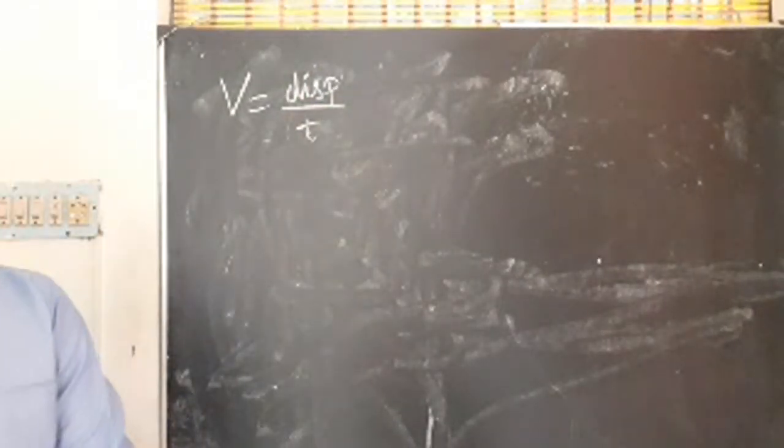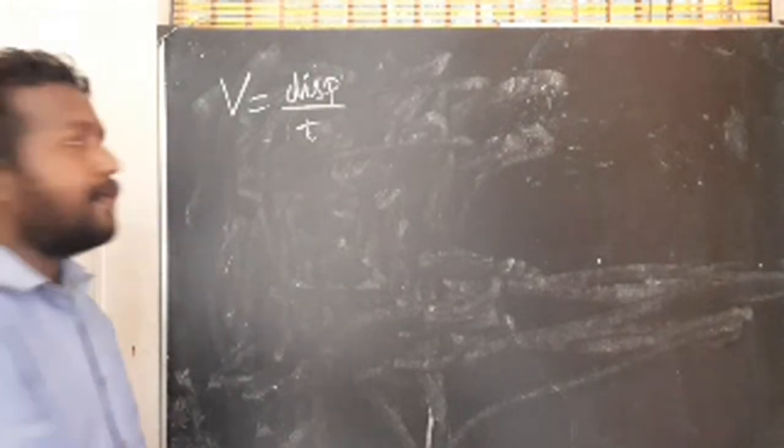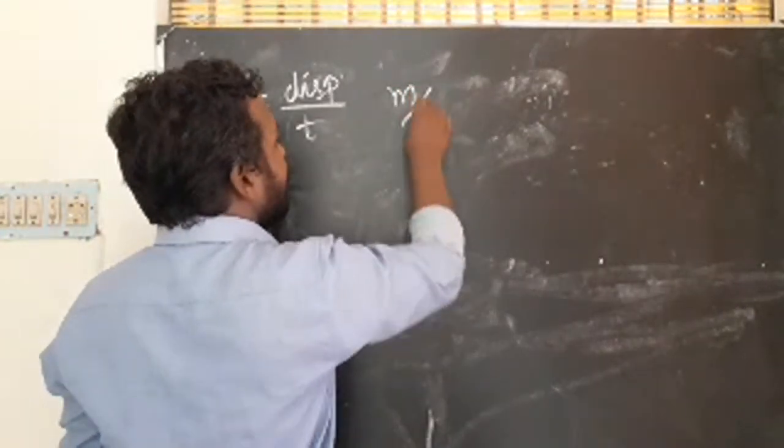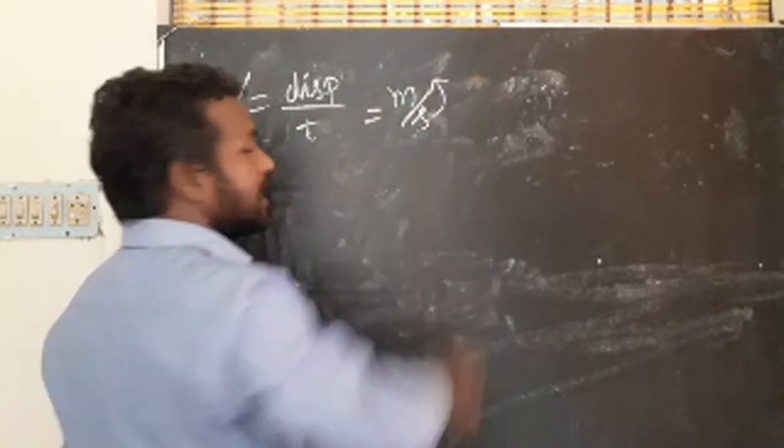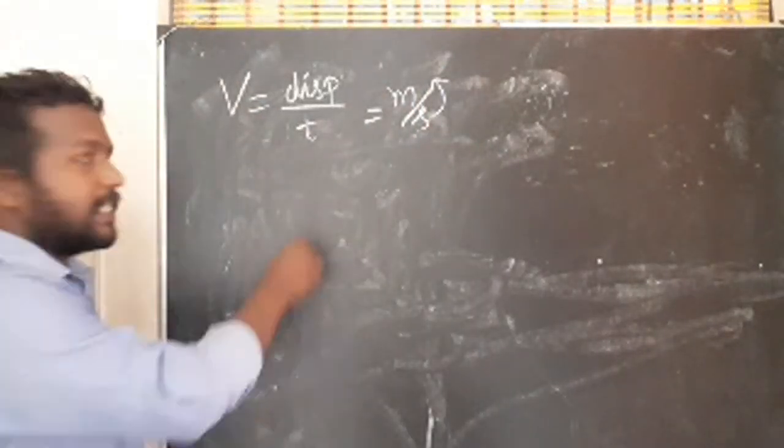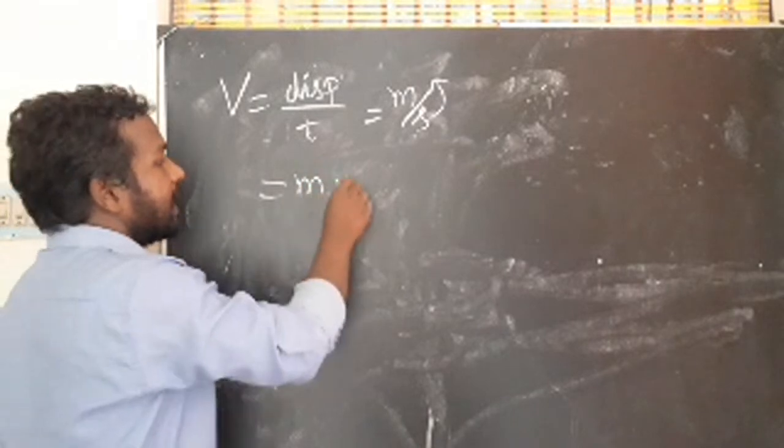What is the unit of displacement? Meter. Time is second. So we'll have meter by second. From the denominator, if you take second as a numerator, second inverse. So the same unit we have: meter second minus 1.